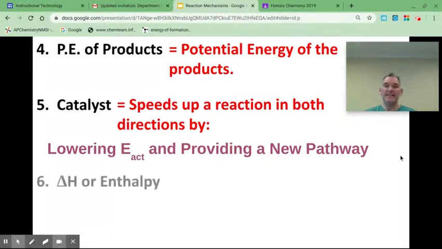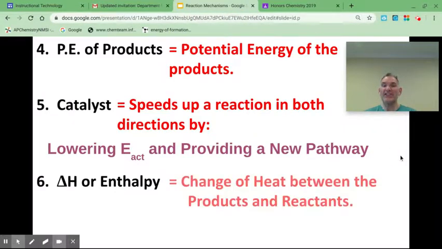Last but not least is our delta H or our enthalpy. Now, we already know delta H and enthalpy are the same thing, and they mean it's the change in heat. But in these diagrams, we want to be able to visualize and calculate what that delta H value is. So it's the change of heat between the products and the reactants. Change means subtract products from reactants.